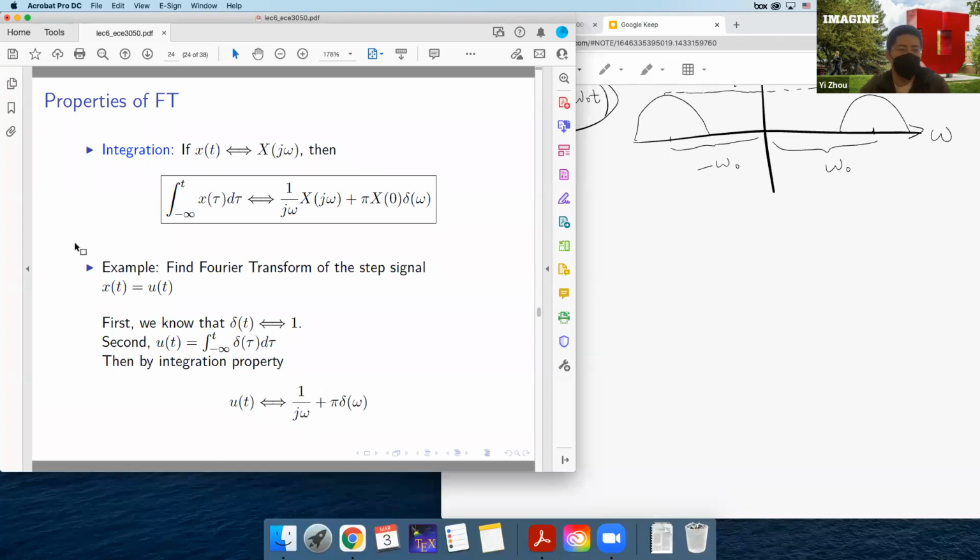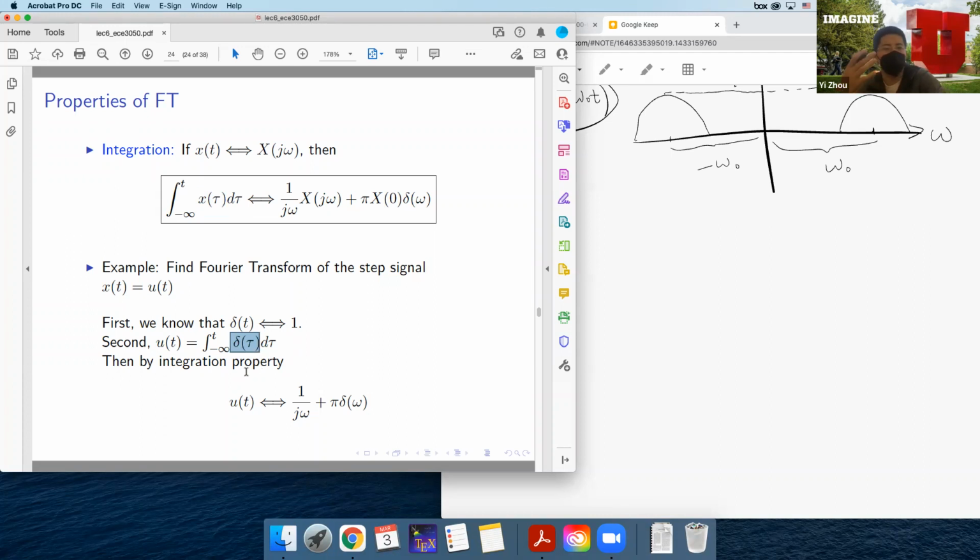Okay, so for example, if we want to find the Fourier transform of the unit step signal, recall that the unit step signal can be written as the integration of the impulse over t, right? When we introduced the unit step signal, we mentioned this property. So therefore, instead of directly calculating the Fourier transform, we can leverage this property. So u(t) is the integration of the impulse. Therefore, the x(tau) here is actually the impulse signal.